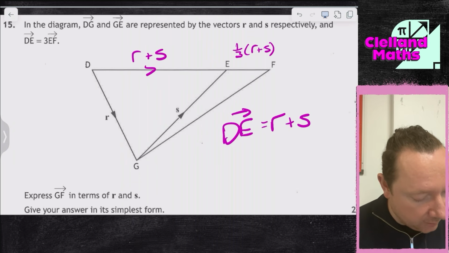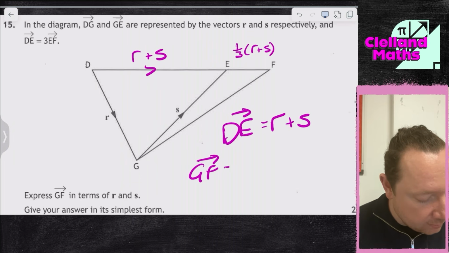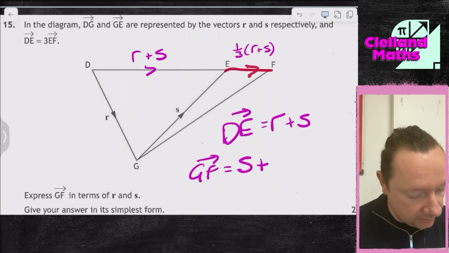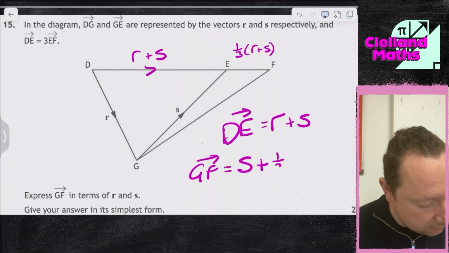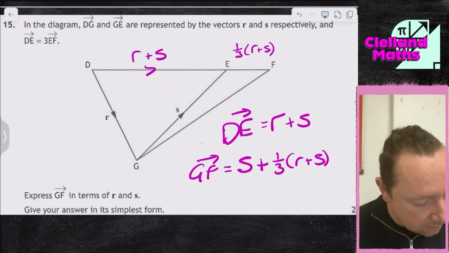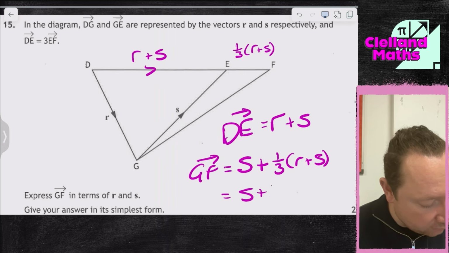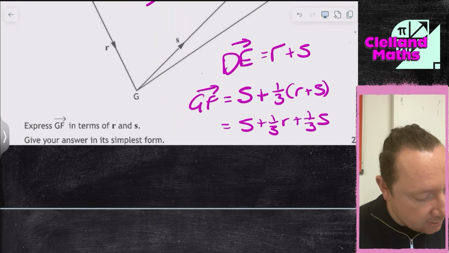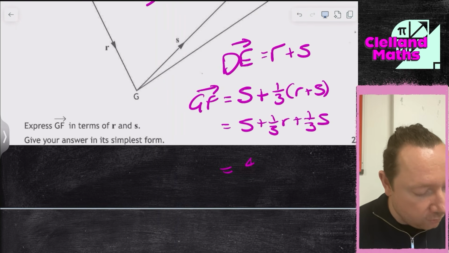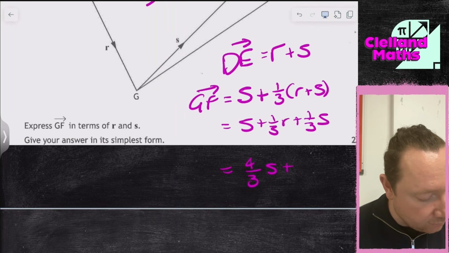And now I can find my GF. GF is just going to be starting at G. I need to get to F, so I can go up s, plus along here, which is EF, a third of (r plus s). Expand the bracket, s plus a third r plus a third s. s plus a third s is 4/3 s, say, plus a third r.